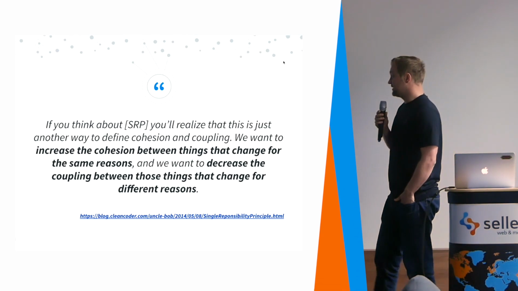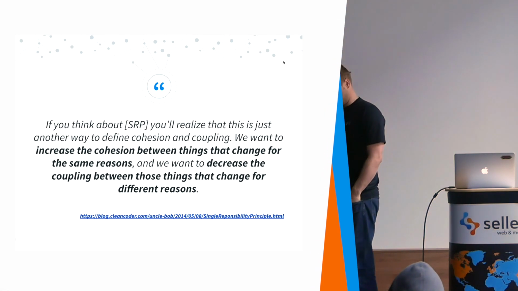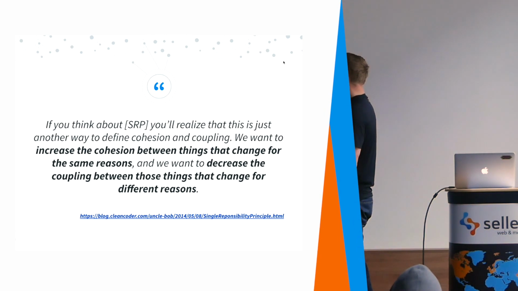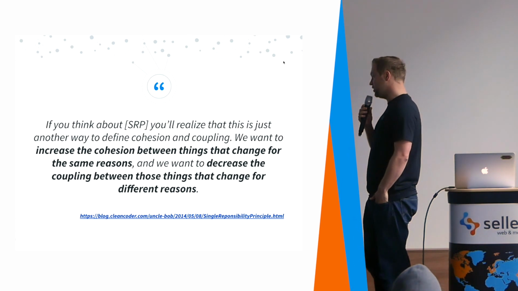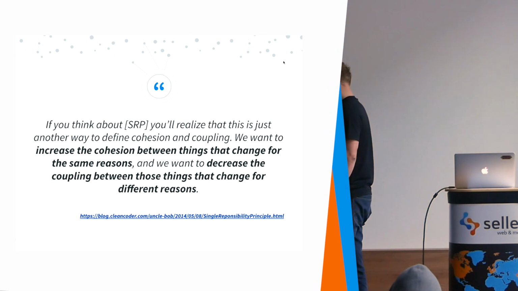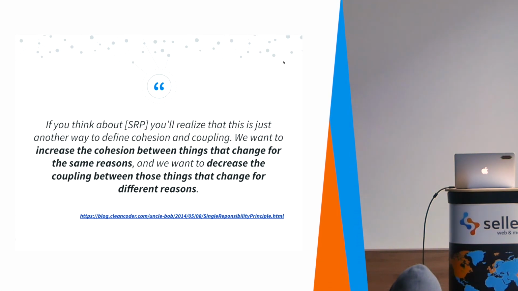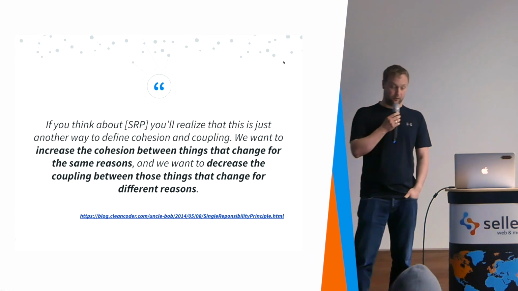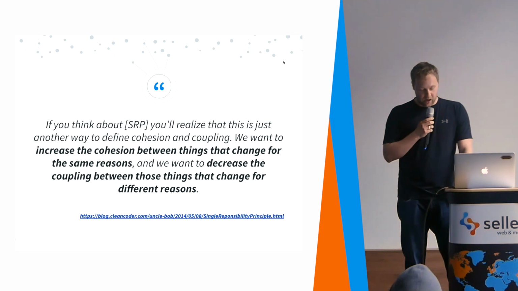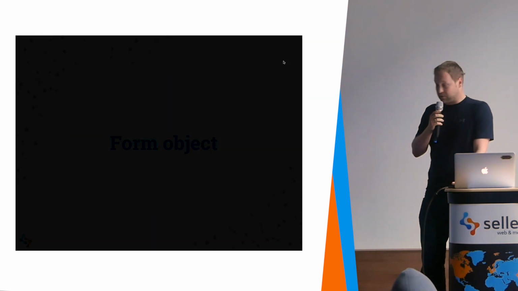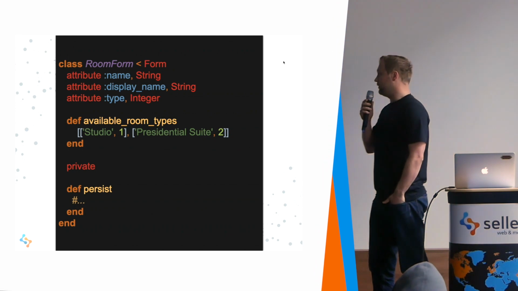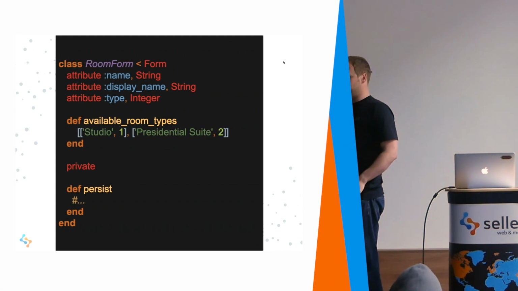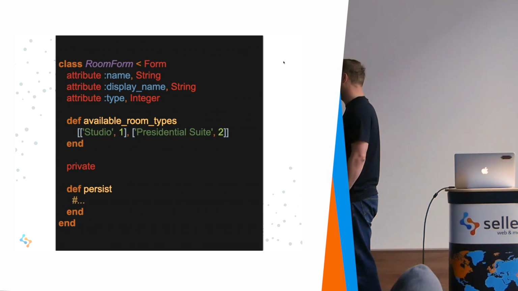So Uncle Bob again says in one of his articles that basically if we would like to apply SRP, we would like to increase the cohesion between things that change for the same reasons, and we want to decrease the coupling between things that change for different reasons. And how does it apply to a form object? So this is an example in Ruby for a form object. It's overly simplified, but still it should prove the point.